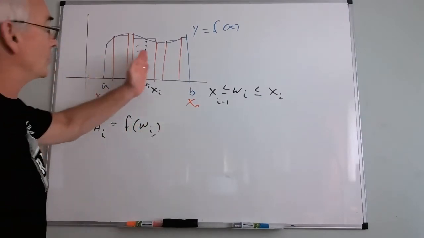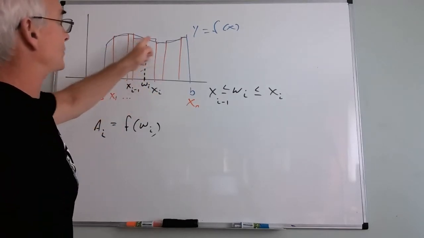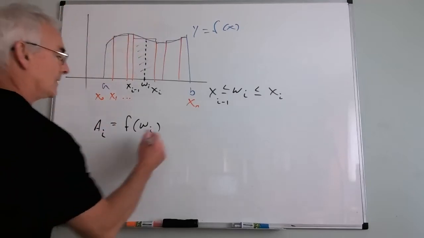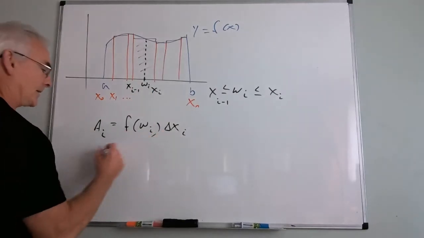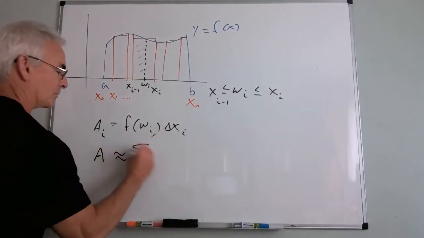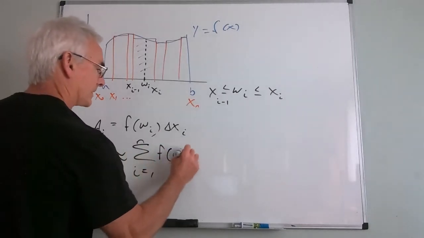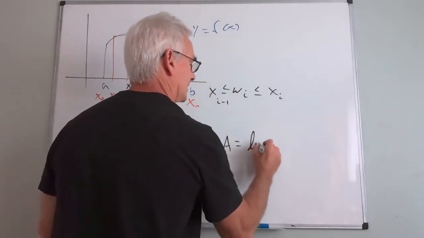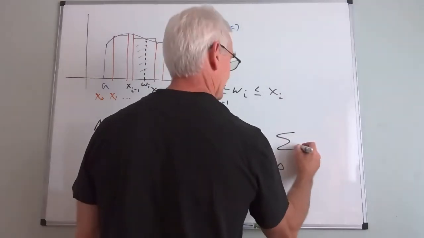Now, w could be any value between here and here. And that's where I'm calculating the height. I could use the left, the right, or anywhere in between, times delta x_i, which would be the difference of these two. Okay, we say the overall area could be estimated by the sum from 1 to n of these guys. This should look familiar. And the area equals the limit as the norm of the partition approaches 0 of that sum.